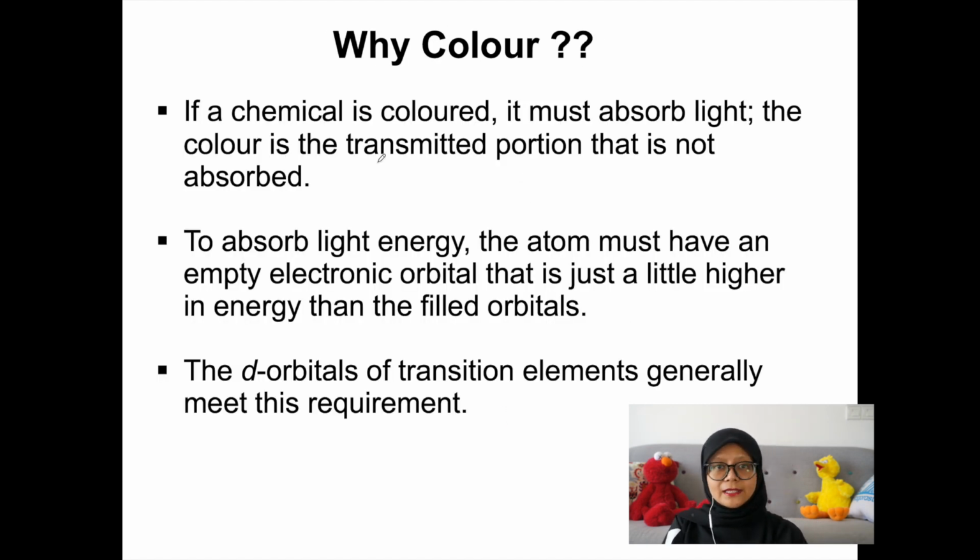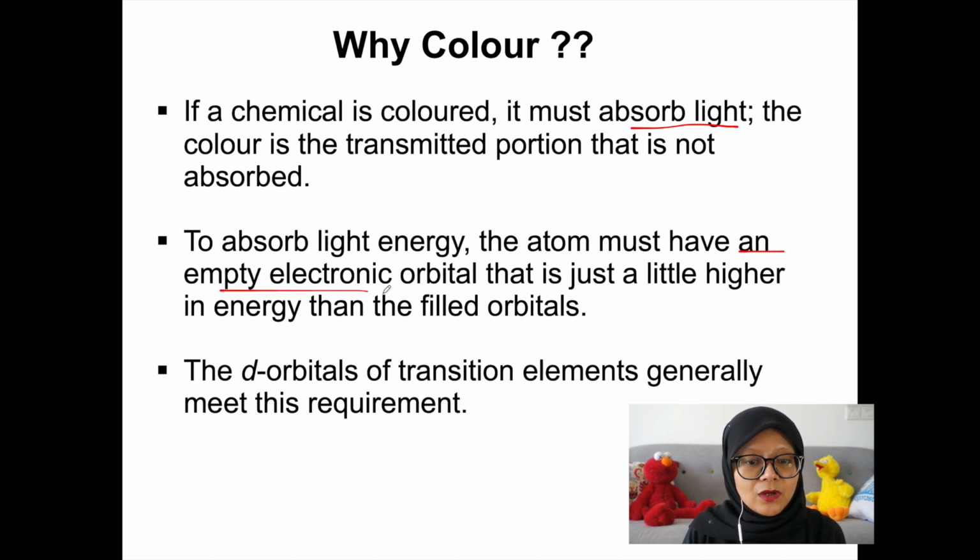Then, why are these transition metals coloured? What happens if a chemical is coloured? It must absorb light. Okay, why colour? If a chemical is coloured, it must absorb light. So the colour is the transmitted portion that is not absorbed. In order to absorb light energy, the atom must have what we call an empty electronic orbital that is just a little higher in energy than the filled orbitals.